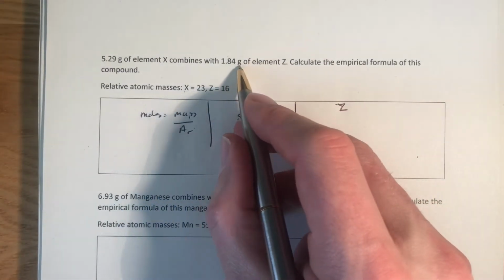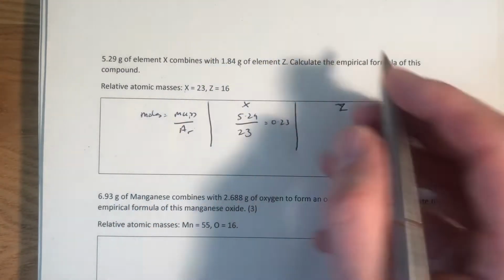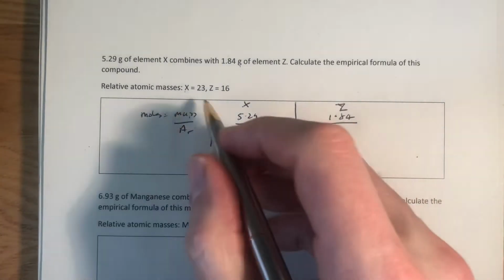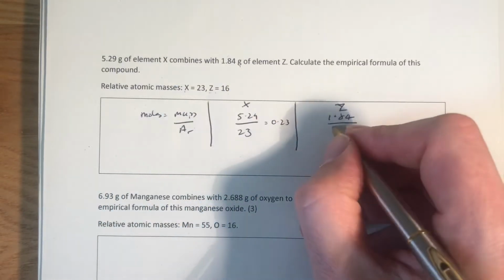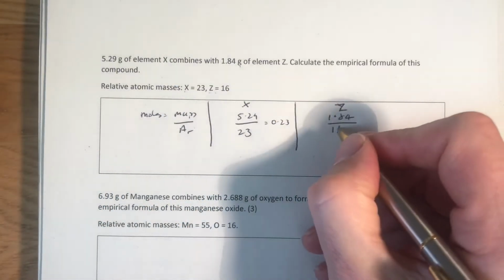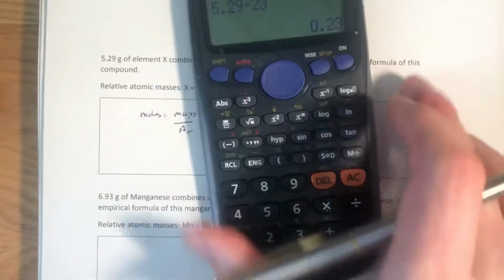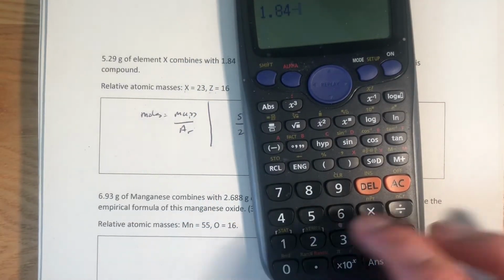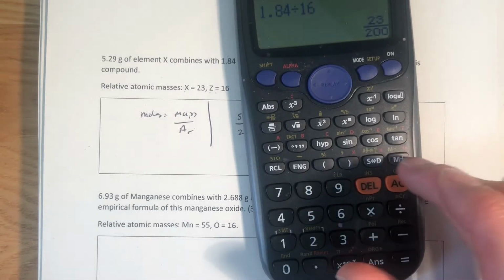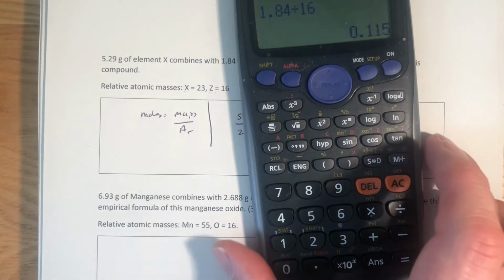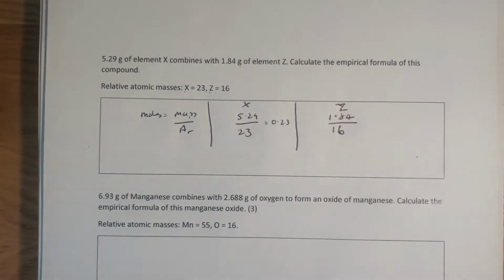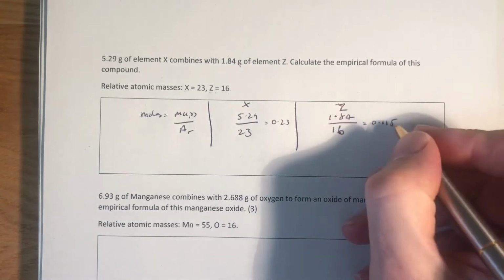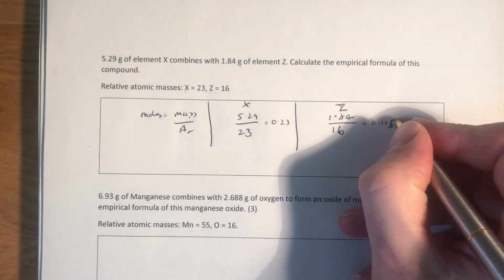And we need to do exactly the same now for Z. So there's our mass of Z. We know it's a mass because it's got a unit after it, grams. 1.84 grams of Z. 1.84 grams divided by the atomic mass of Z, which is 16. So let's put that in the calculator again. 1.84 divided by 16 equals. Okay, this time it's 0.115.